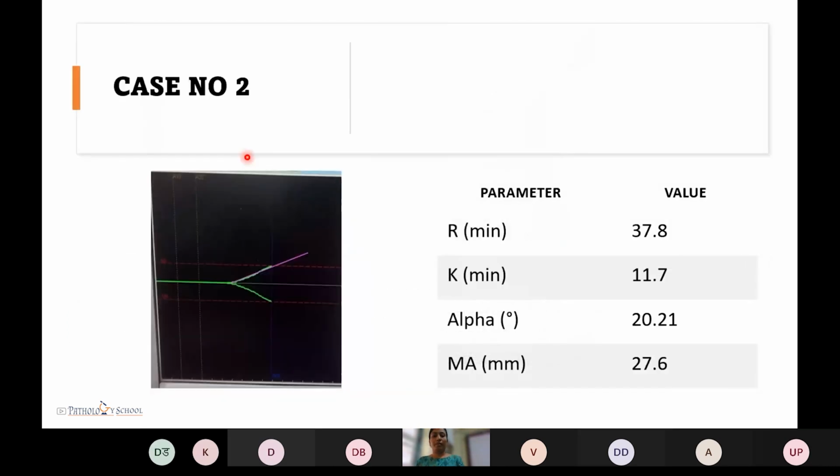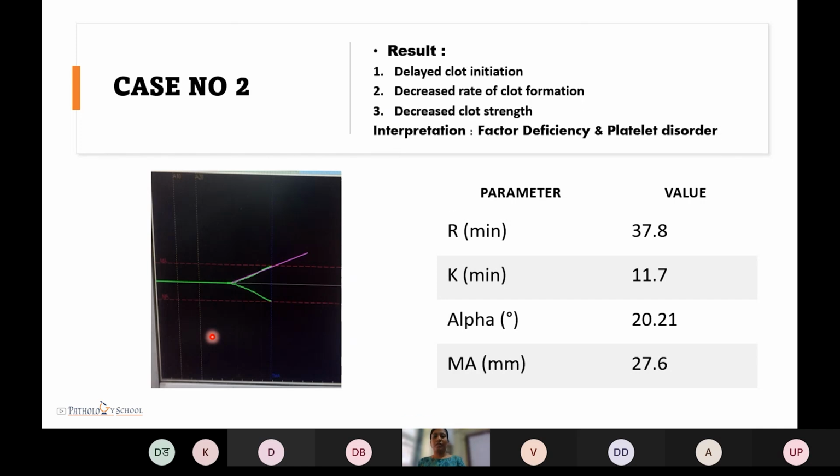Okay, next one. Here, this is a TEG tracing which is showing R time 37.8, K time 11.7 minutes, alpha angle 20.1, and maximum amplitude 27.6. And this is the tracing. So here we can see that the R time and K time are increased as well as maximum amplitude is decreased. So it could be either because of clotting factor deficiency or platelet deficiency. Yes, exactly. This is because of the factor deficiency, because of the elevated R time. And also the maximum amplitude is very less, so because of the platelet disorder also, these are the coagulation system problems.